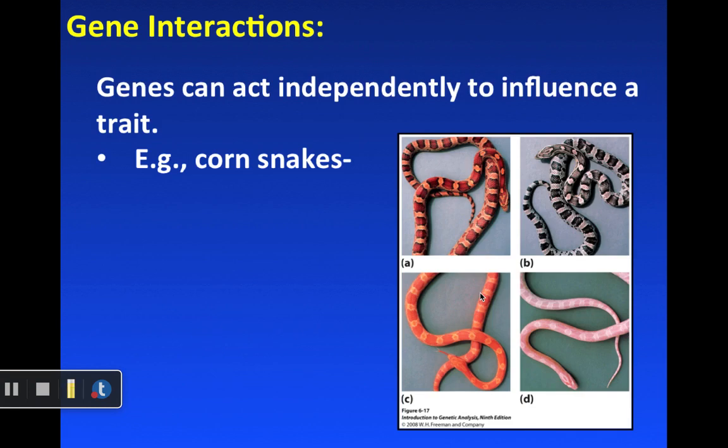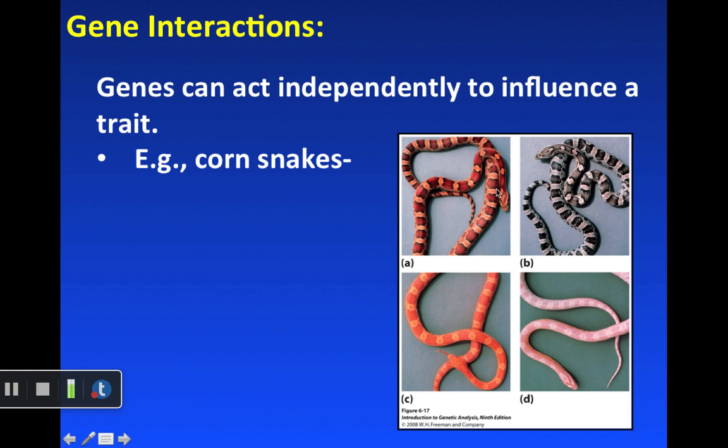Let's now look at the ways in which genes can interact with each other. Let's begin with corn snakes as an example. So in this example, we're looking at genes that can act totally independently of each other to influence a trait. So here we're looking at genes that have an impact on the coloration of corn snakes.